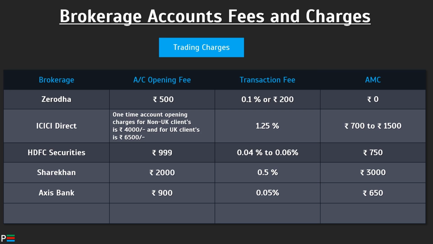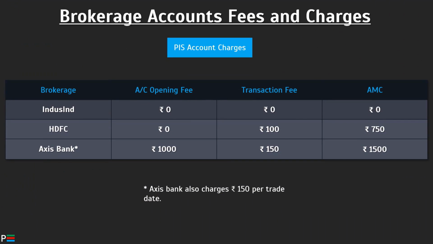And again, as mentioned earlier, a PIS bank account also needs an NRE or an NRO account. As of today, Zerodha is supporting three banks, which is IndusInd, HDFC, and Axis. In the past, they used to support S Bank as well, but they no longer support it. So apart from trading charges from brokers like Zerodha or demat account charges from full service brokers like HDFC, you also need to consider PIS account charges.